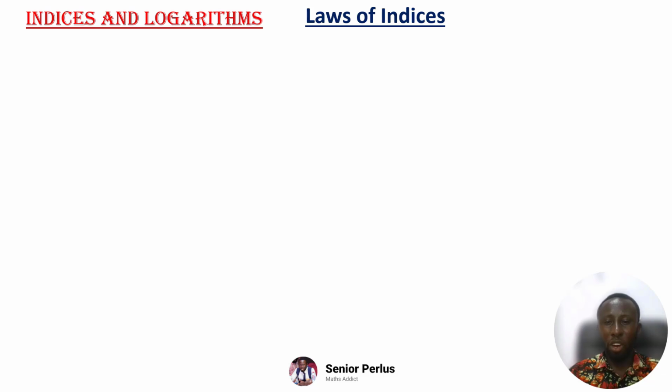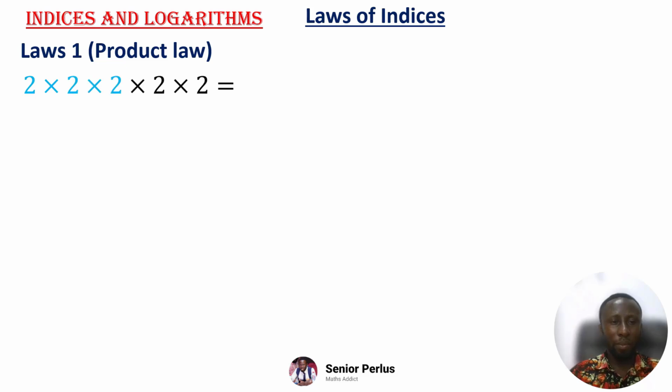Now let's move on to the law of indices. We are going to deduce the law of indices, how this law was developed. Law 1 is the product law. I have 2 times itself 5 times, so 2 times 2 times 2 times 2 times 2. Product means multiplication.